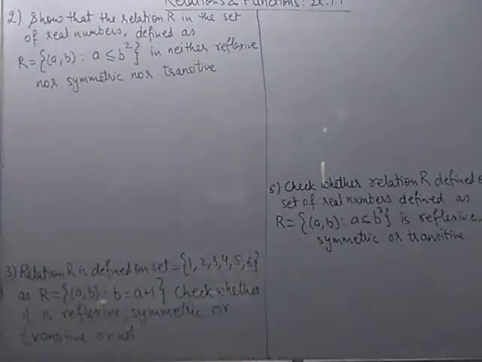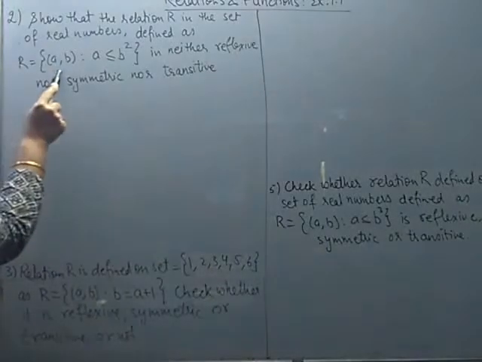Children, here we discuss some more examples to understand the concept of reflexive, symmetric and transitive relation. We will discuss some of the relations where we are going to check whether they are satisfying one of these types or not. Okay, this is question number 2 from the exercise 1.1. A relation is defined over here.